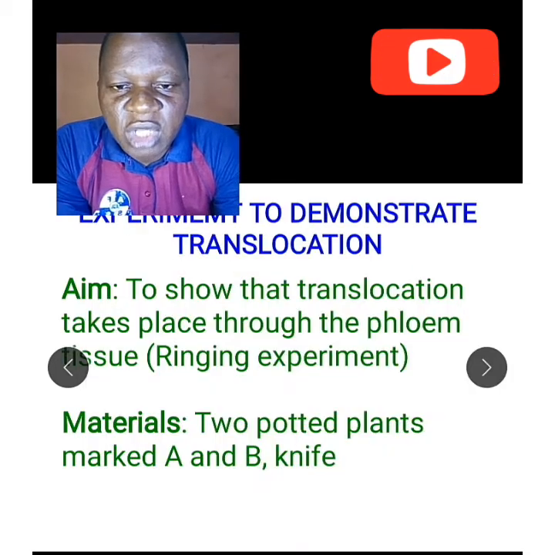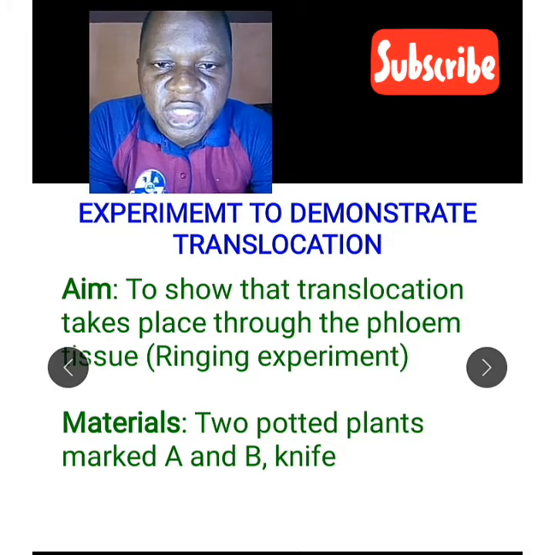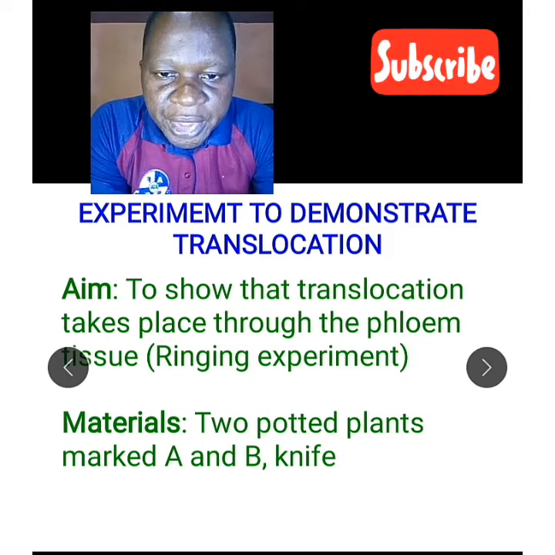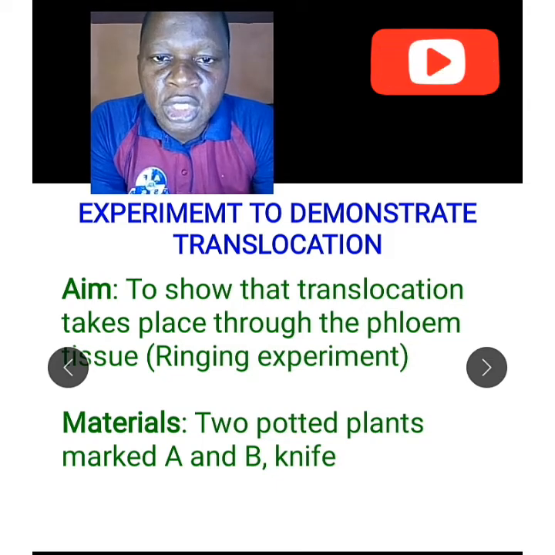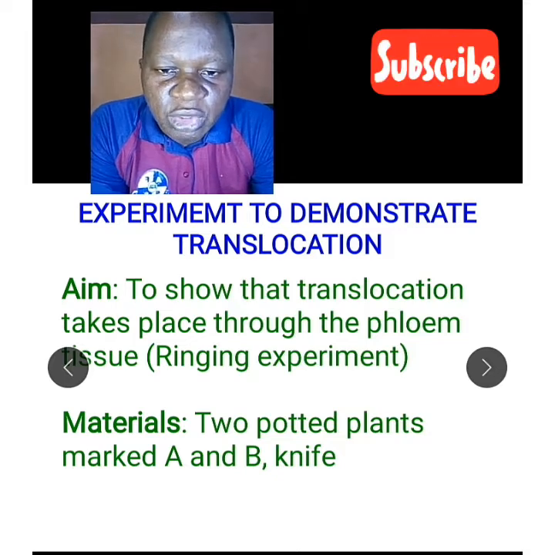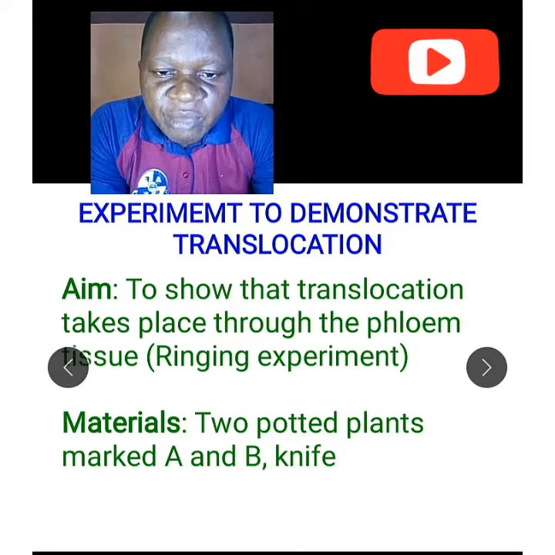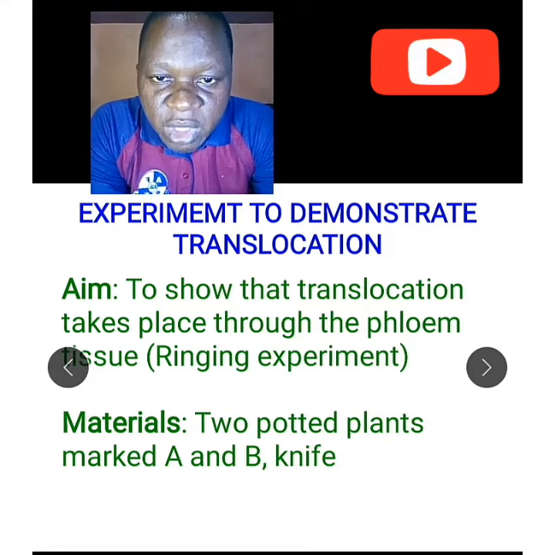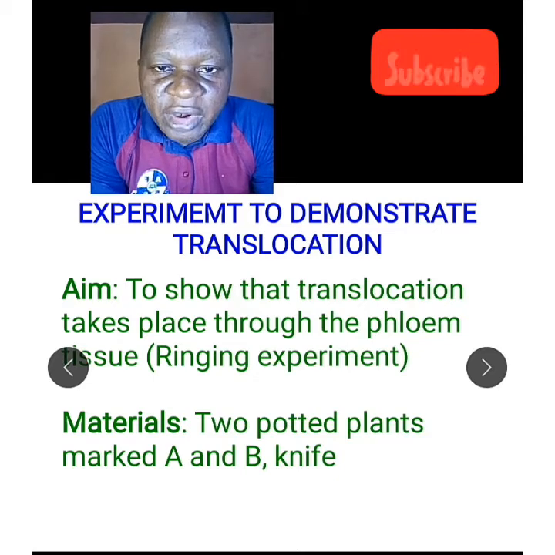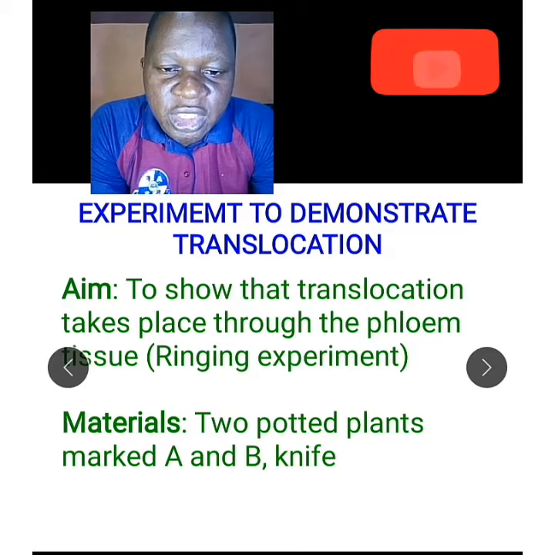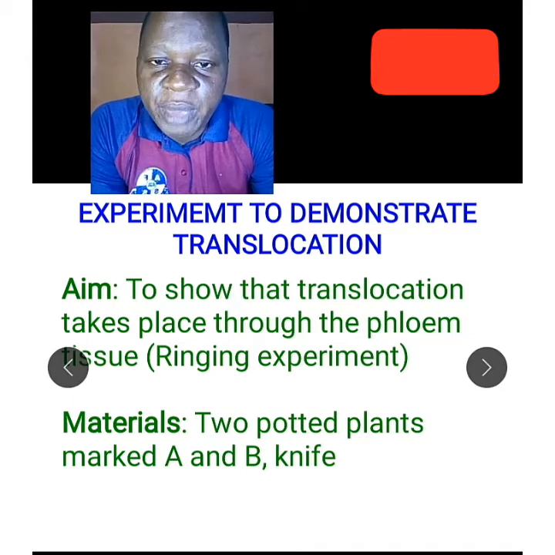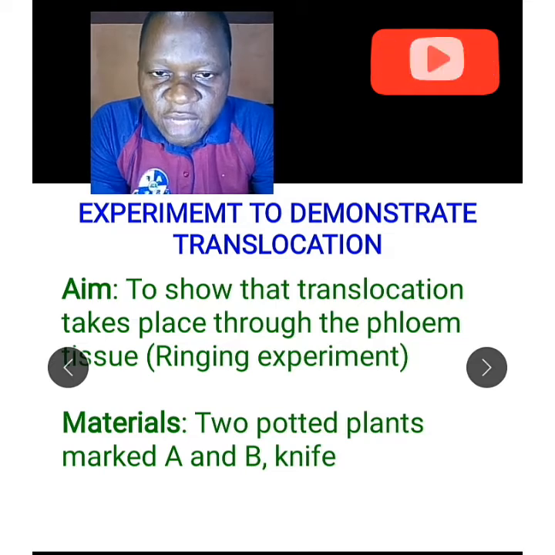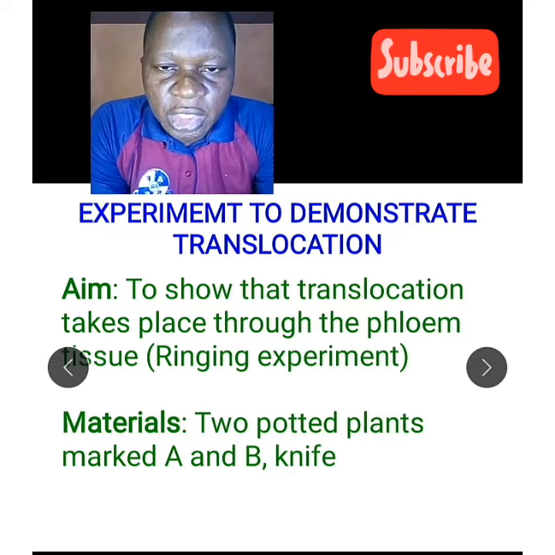Let's look at an experiment to show that translocation actually occurs in plants. The aim or objective of the experiment is to show that translocation takes place through the phloem tissue, and you can call this the ringing experiment. We call it the ringing experiment because we make a ring around the plant. The materials needed include two potted plants, one labeled A and the other labeled B, one serving as the main experiment and the other as the control experiment.